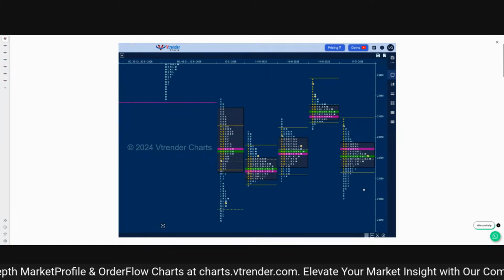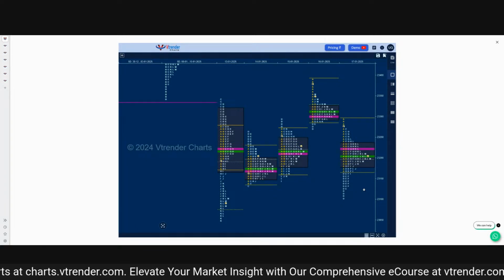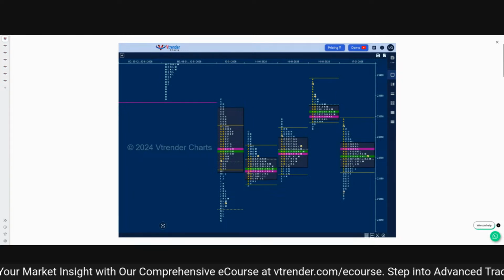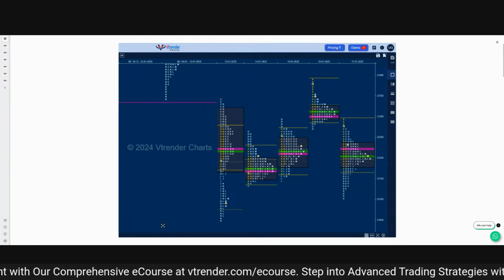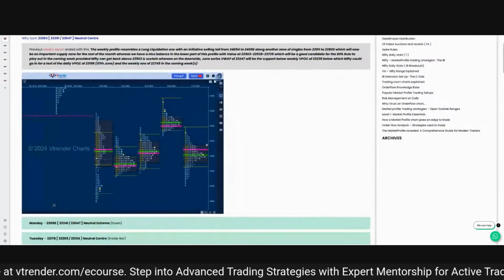So you can see how on Friday we have formed an ideal 313 profile. It's a Gaussian curve with similar tails on both sides. Both the tails have got a similar number of TPOs. So this was what we did on daily.